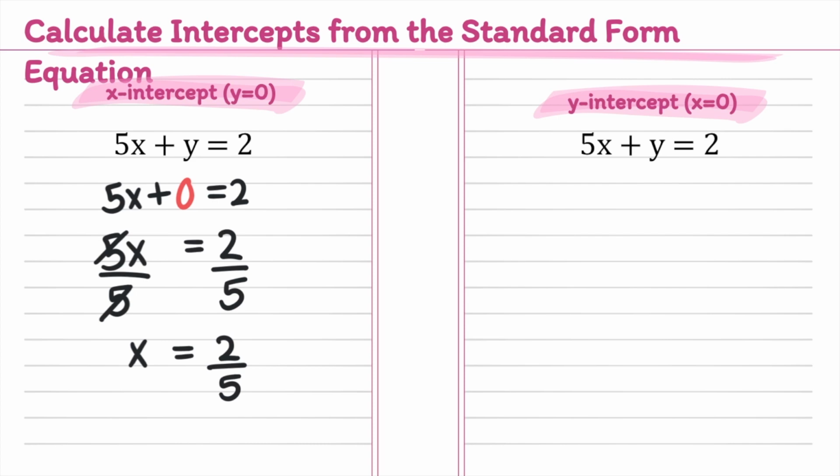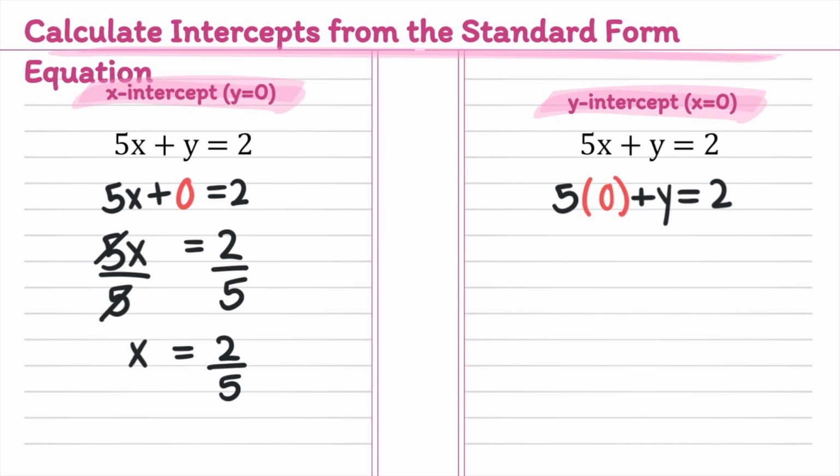Now, as we move on to calculate our y-intercept, we know that the x value for any point on the y-axis is equal to 0. So the x value for our y-intercept is going to be equal to 0. In our standard form equation, we're going to replace x with 0 so that we can calculate the y value, because the y value is going to be our y-intercept.